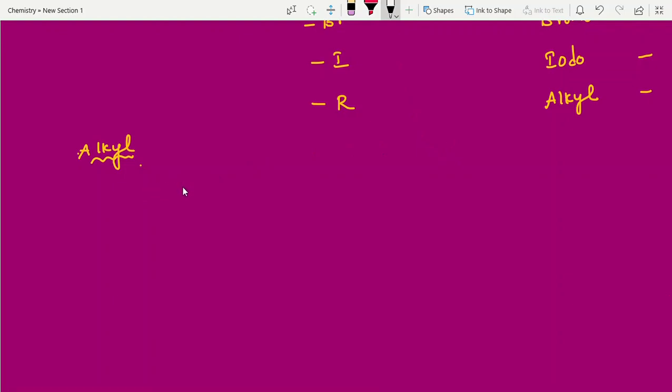Some alkyl groups I am going to discuss. R is nothing but alkyl group. Here we have 3-degree alkyl, 2-degree alkyl, primary alkyls. These are all different alkyls we have. All I am writing here is what we use in nomenclature.